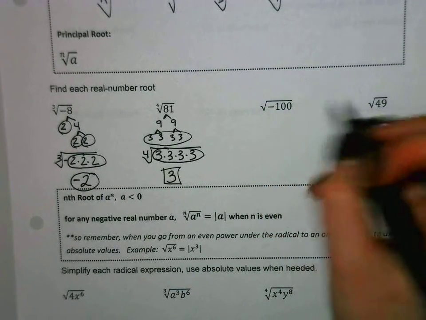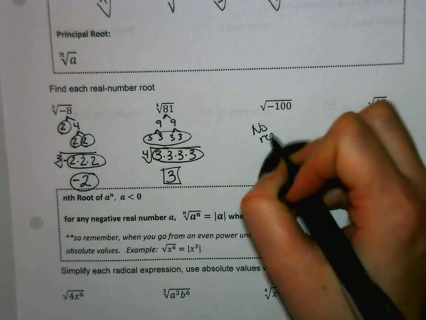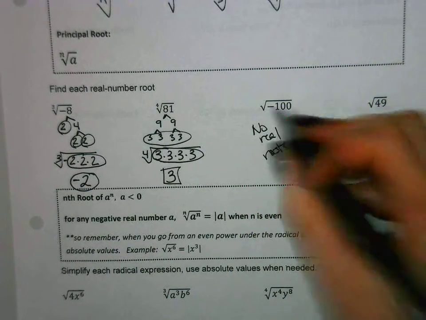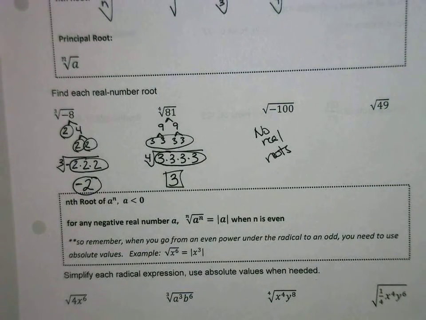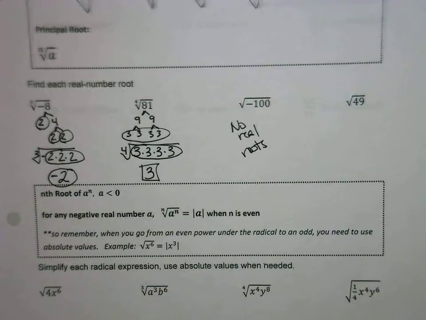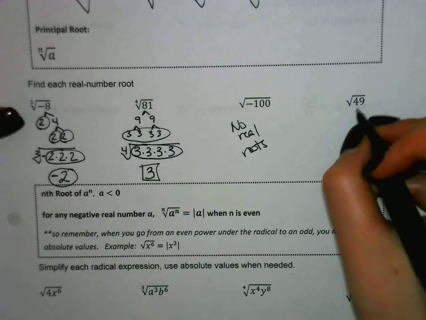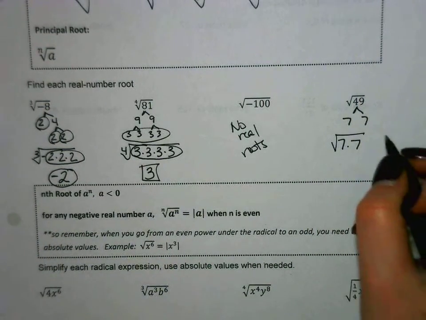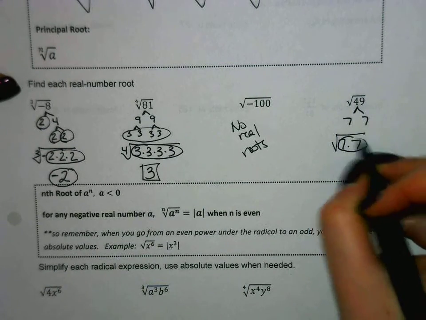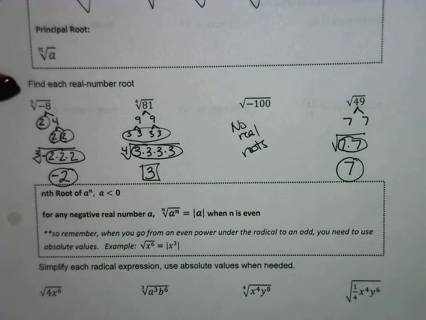This one, we have the square root of negative 100. This is no real roots because we cannot square a number and get a negative. There's no way we can get a negative number when you multiply the same number twice. The square root of 49 is the square root of 7 times 7. We have one group of 2, so our answer is 7.